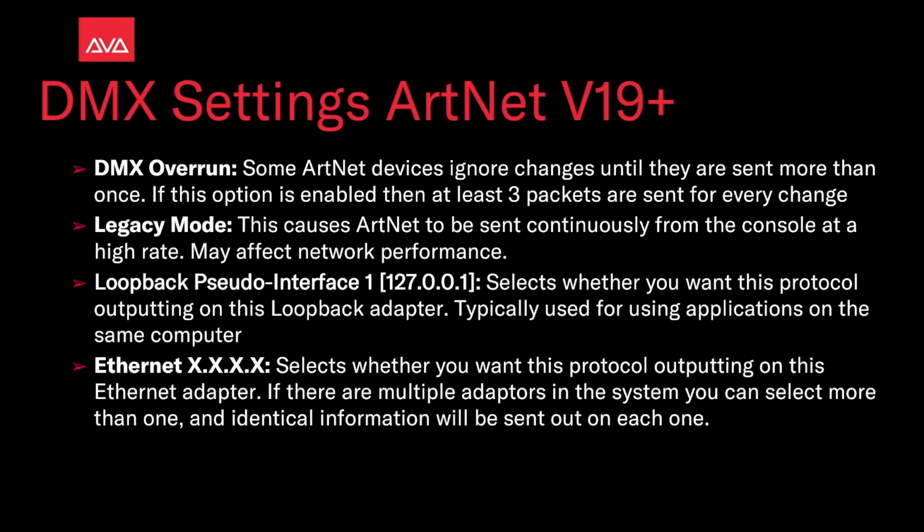Loopback pseudo interface 1, 127.0.0.1. This selects whether you want this protocol outputting on the loopback adapter, typically used for applications on the same computer. Ethernet XXX. This selects whether you want this protocol outputting on this Ethernet adapter. If there are multiple adapters in the system, you can select more than one, and additional information will be sent across each one. Let's have a look at that.